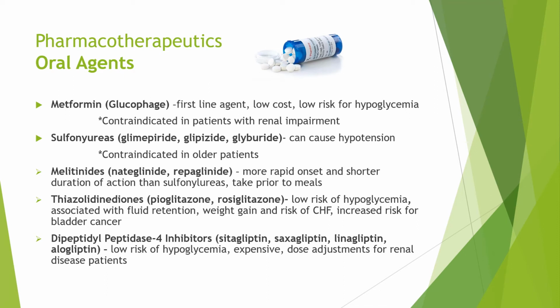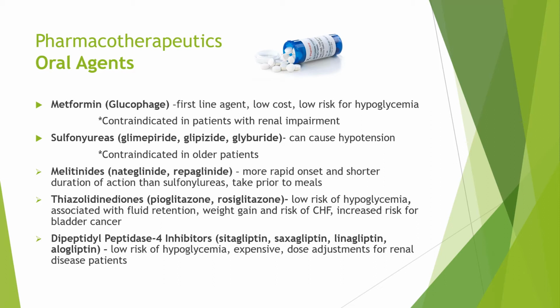To treat diabetes, oral medication or injectable insulin may be prescribed. The most common oral agents are listed below. Metformin is a first-line agent. It's low in cost and has low risk for hypoglycemia, although it is contraindicated in patients with renal impairment.